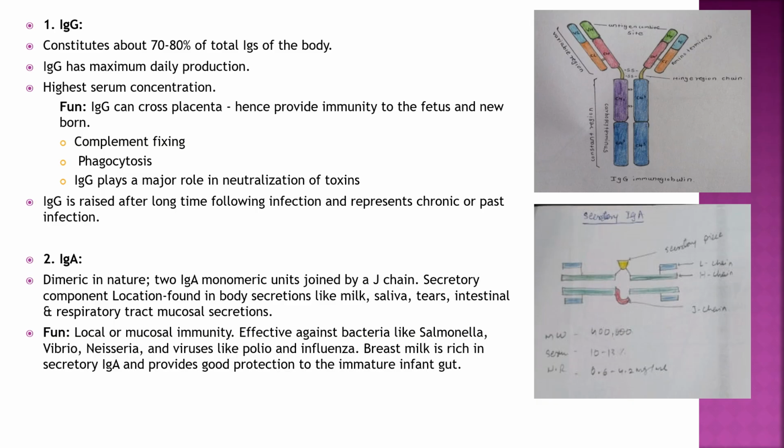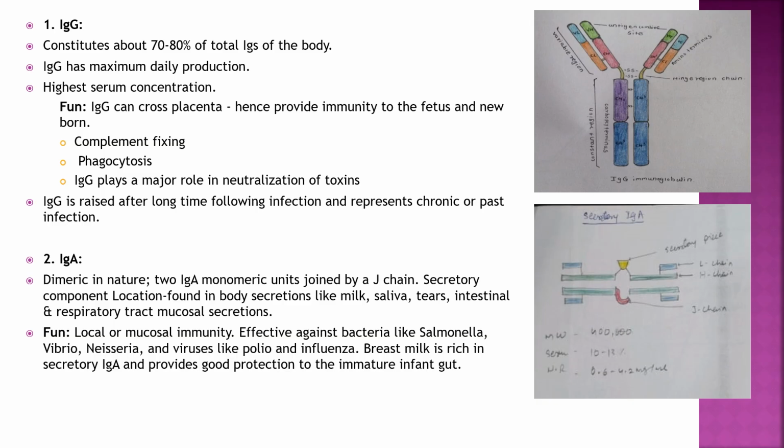The function: IgG can cross the placenta, hence provides immunity to the fetus and newborn. It is complement fixing and promotes phagocytosis. IgG plays a major role in neutralization of toxins. It is raised after a long time following infection and represents chronic or past infection.